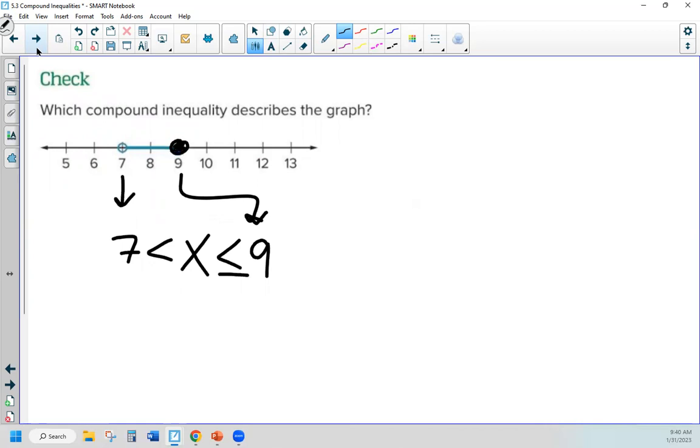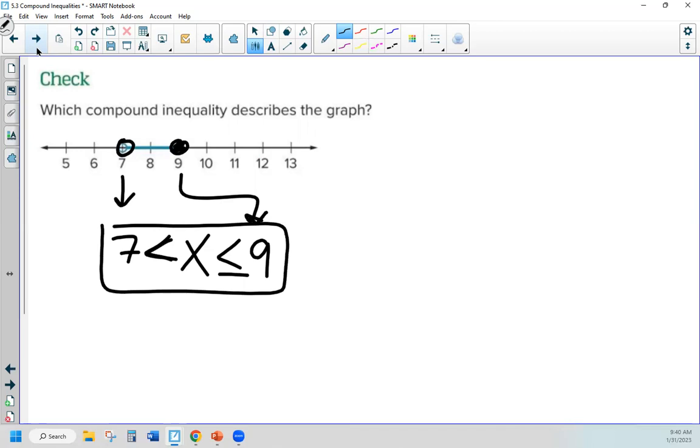So I'm going to put a line under this and say, yes, we are including 9. And then this is an open circle, so I am leaving this right here as it is. There we go. This is our answer. We want the numbers that are greater than 7 and less than or equal to 9.